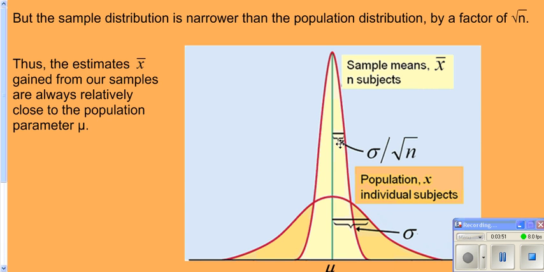And once again, since the standard deviation of our sampling distribution is sigma over the square root of n, it's not spread out nearly as far. For the area underneath your population curve and your sampling distribution curve to both be equal to 1, since it's narrower, it has to be taller.